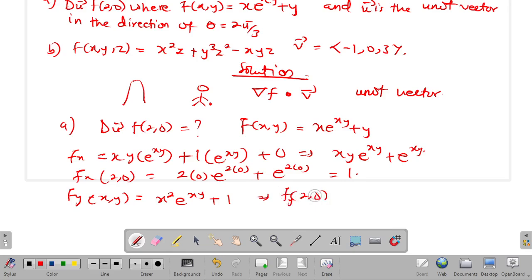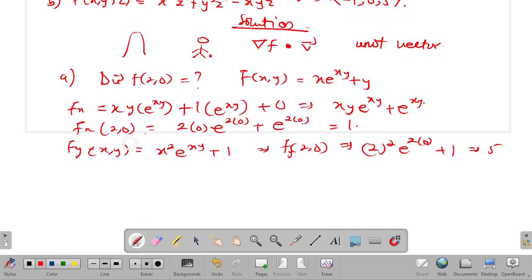Then we find fy of (2, 0). Wherever you see x, you put 2. Wherever you see y, you put 0. So 2 squared e to the power 2 multiplying 0 plus 1. What are you getting here? We are simply getting 2 squared, which is 4, times 1, plus 1, which is 5. Therefore, we have our gradient function at the point (2, 0).